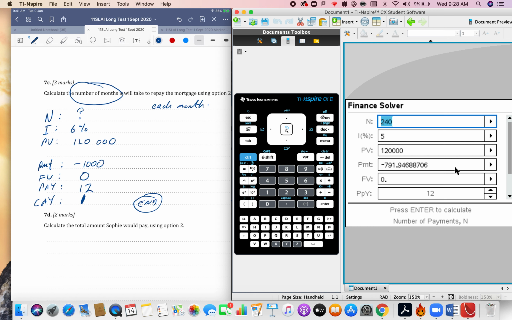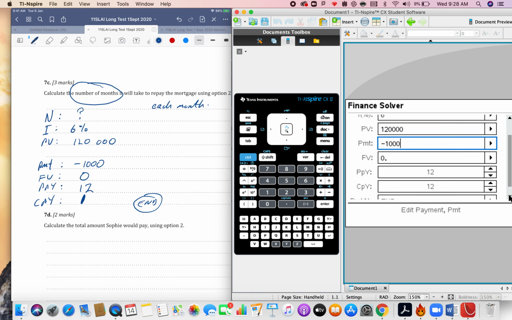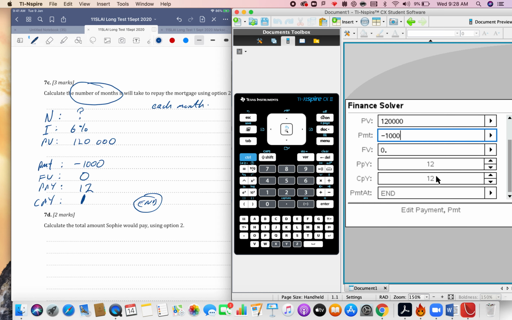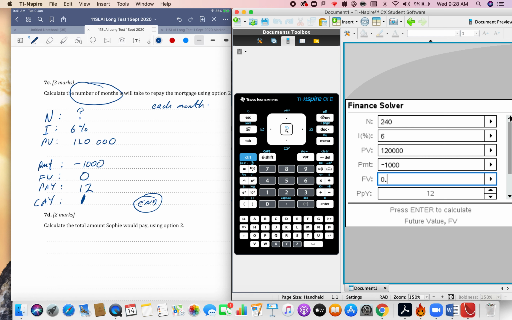Now let's have a little look. Have we got everything filled in? Yep. Let's go back up to our finance solver and feed everything in. 6, 120, final is 0. The payment we change here, and the payment was negative 1,000. We've got to be careful down here. The payments per year is 12, but compounding periods per year was 1. That's a little bit different, isn't it? Usually those numbers are the same, but they don't always have to be. Make sure we've got everything else sorted out.